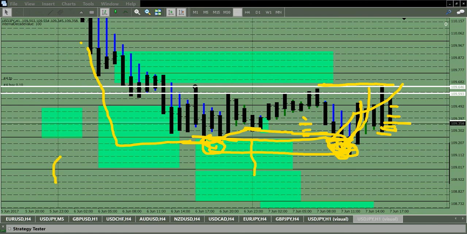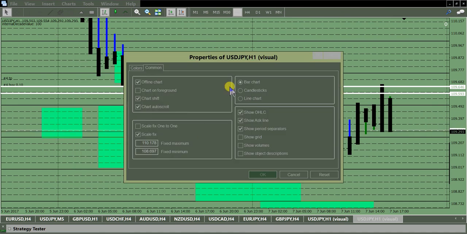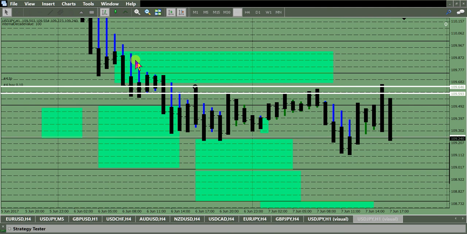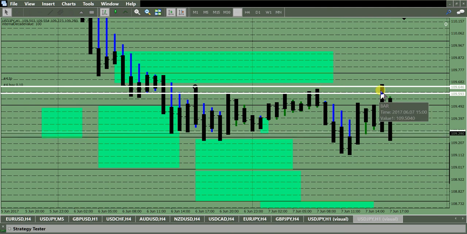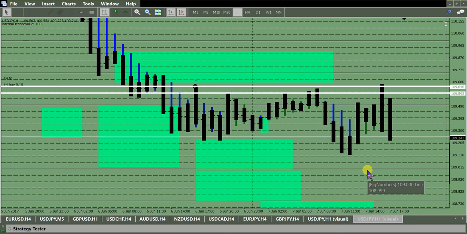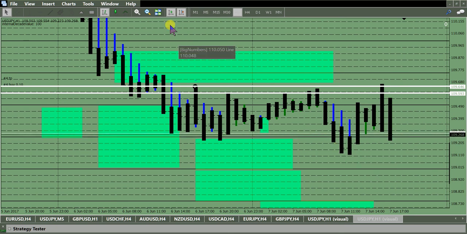This is the end of the day. You just go to properties and turn on show period separators. That's turned off by default. Here, like I said, buy limits. You're getting filled here. This was the window to get out. Now you've got buy limits all the way back down. Same trade plan, because you made so much money buying here the last time.